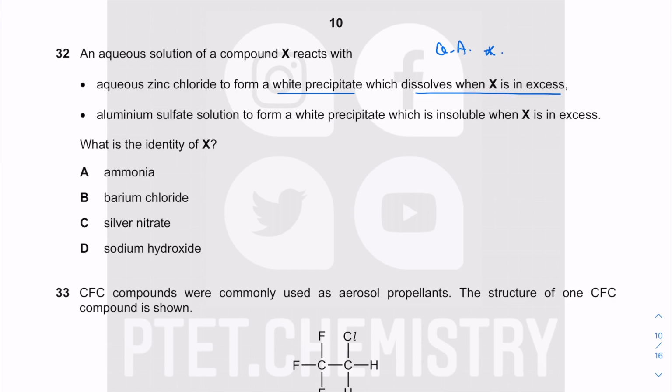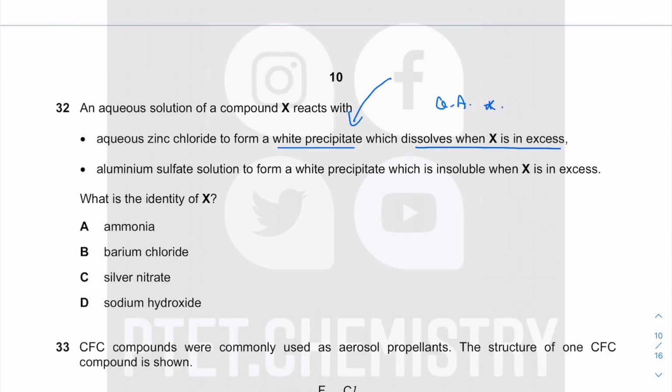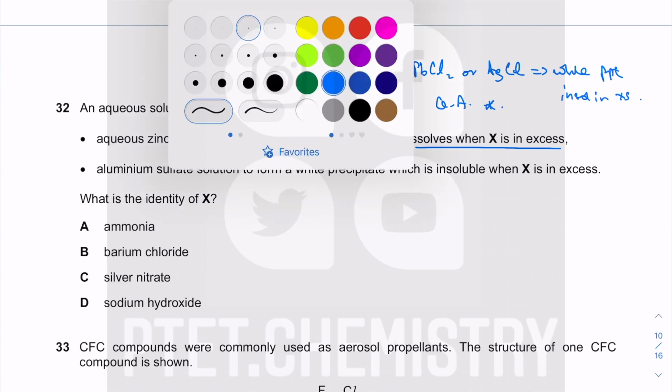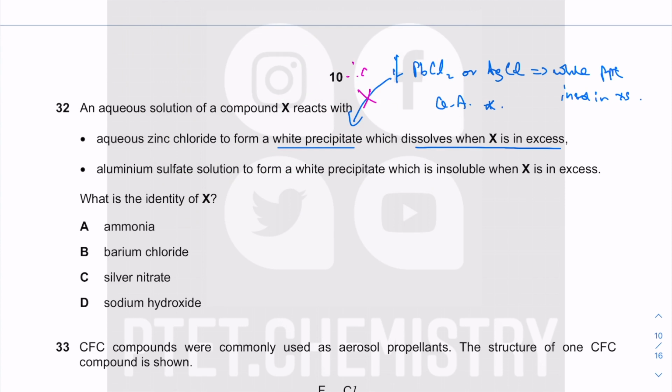First of all, we know that if this is lead(II) chloride, PbCl2, or AgCl, these are white precipitates. These are the tests for chloride, by the way. But they are insoluble in excess, so it cannot be these. So what can it be?